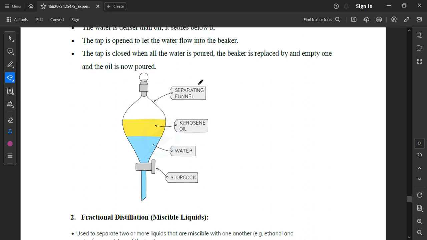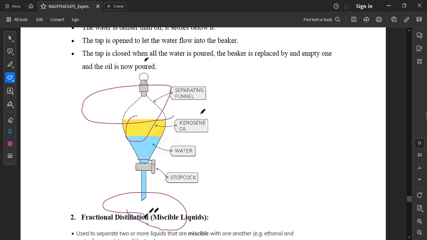So this is the separating funnel. There's a tap over here. You carefully open the tap and let the water flow. When the water reaches around here, you carefully close it and let the oil stay here. Once you have collected your water in a beaker, you take another beaker and collect your oil. By this, we can separate the two immiscible liquids.